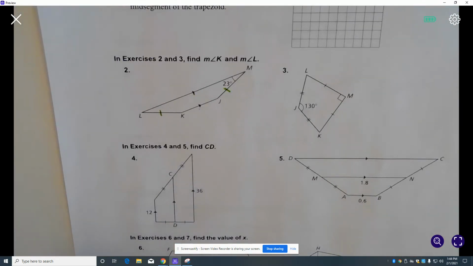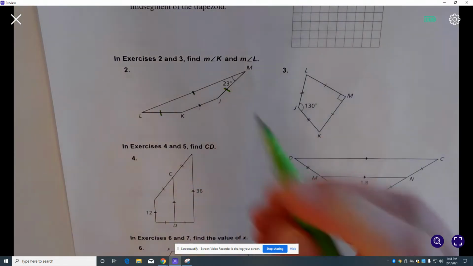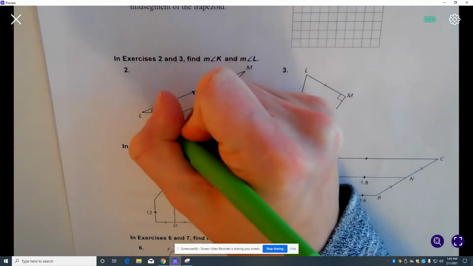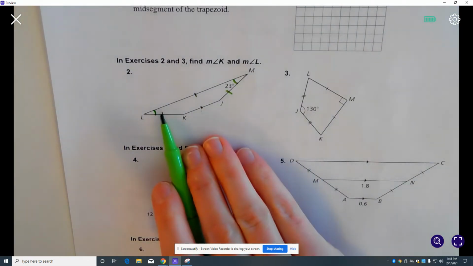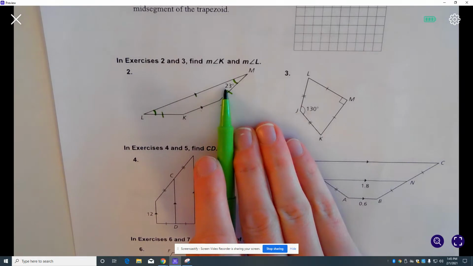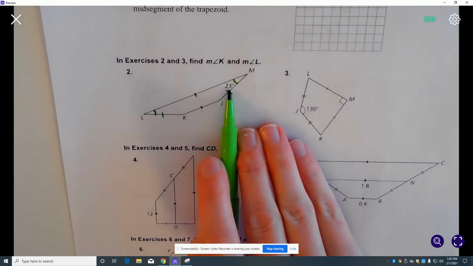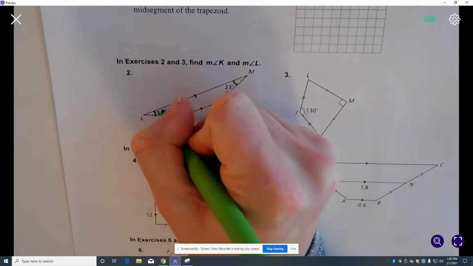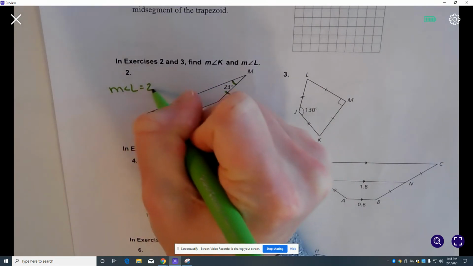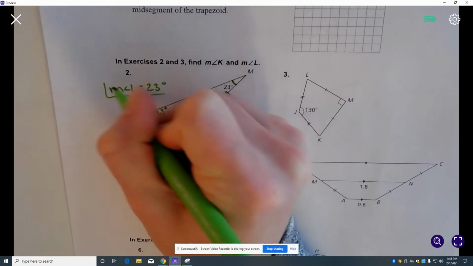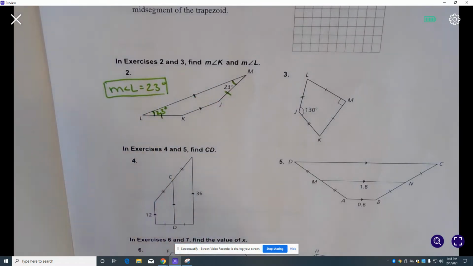So in this isosceles trapezoid, angle M, this base angle, and angle L, those are a pair of base angles. You know that base angles are congruent in an isosceles trapezoid. So if the measure of angle M is 23 degrees, the measure of angle L is also 23 degrees because they are congruent.